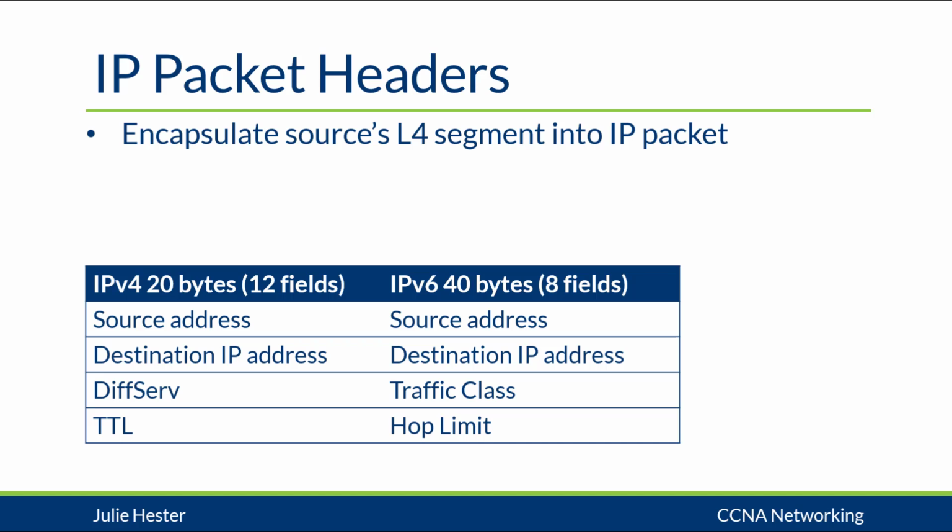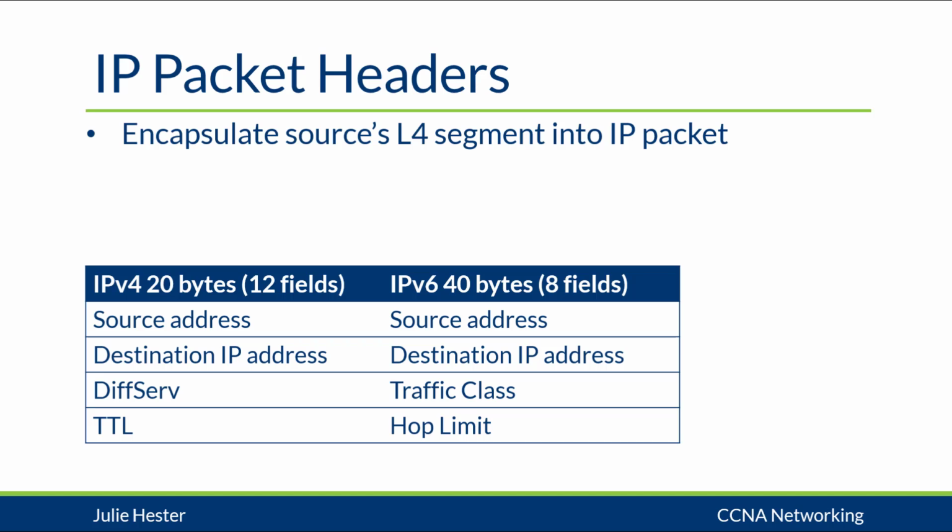Source IP address is who created the packet. Destination IP address is the final destination. DiffServ, or traffic class, is used to prioritize traffic for quality of service. Voice and video traffic may be prioritized because they are time sensitive.